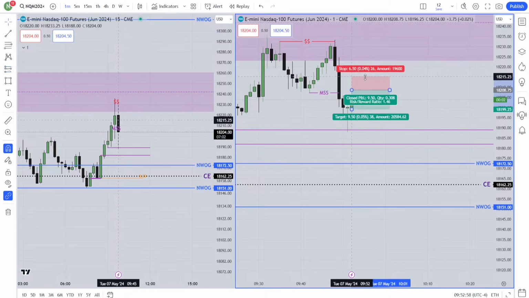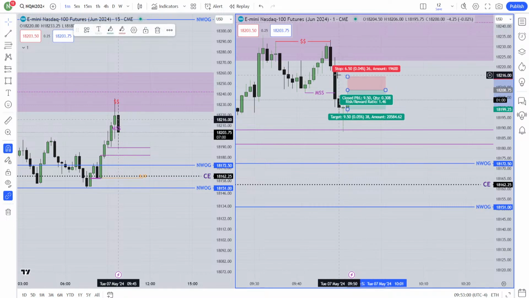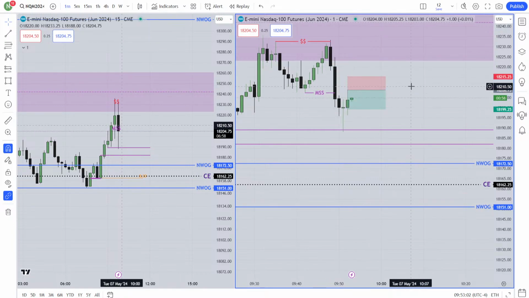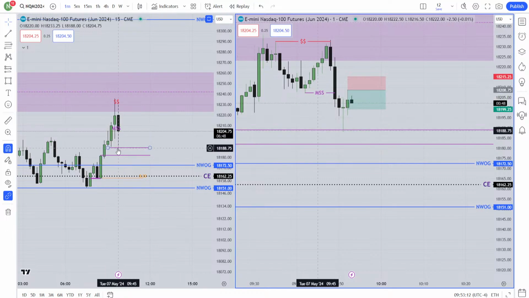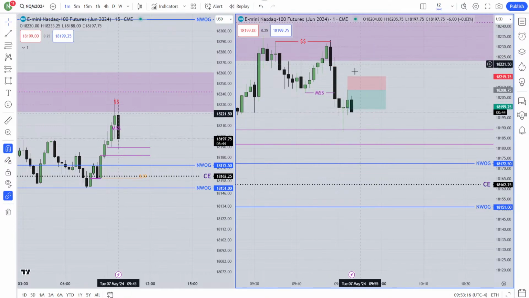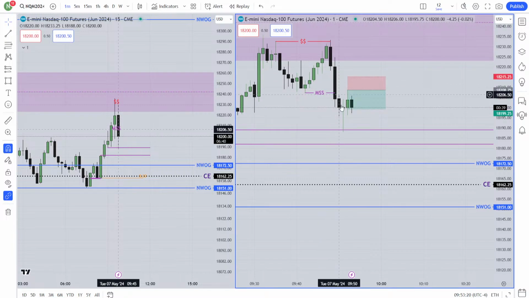Here my stop loss will be just above the 50% of that fair value gap. Why will my stop loss be just above the 50% of that fair value gap? Look where price came to that specific bullish fair value gap. See over here, it came to that bullish fair value gap. Now it is retracing. It can easily go anywhere. So my stop loss is just above the 50% of that fair value gap.